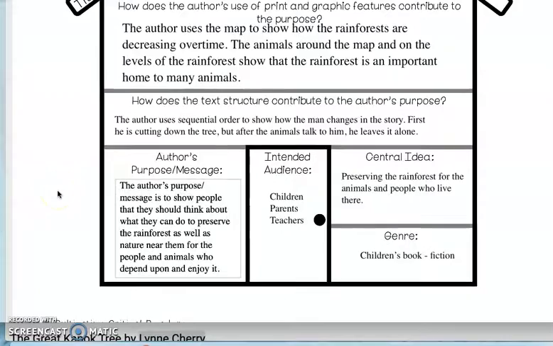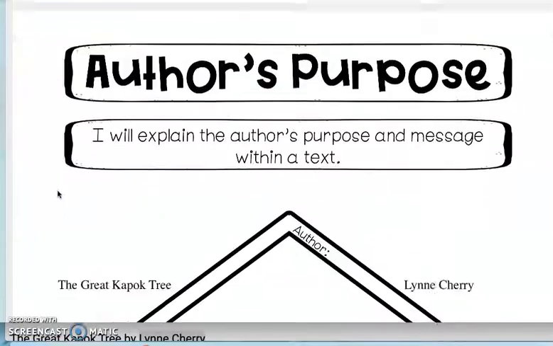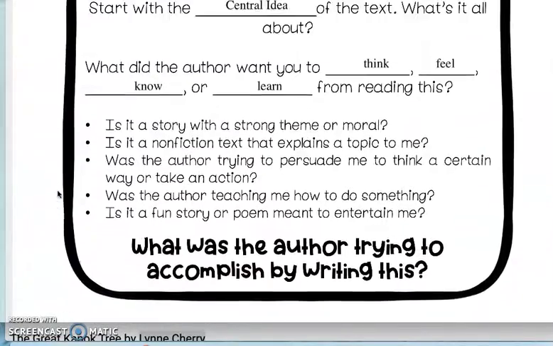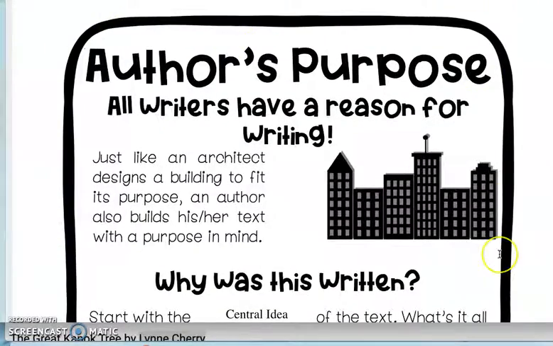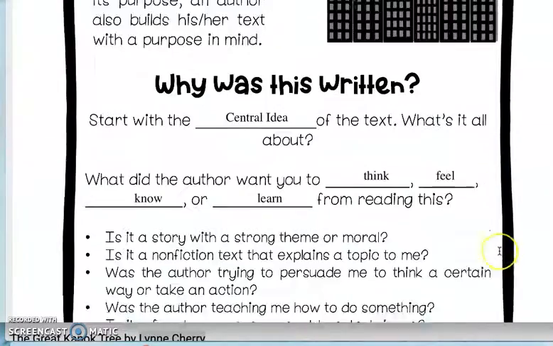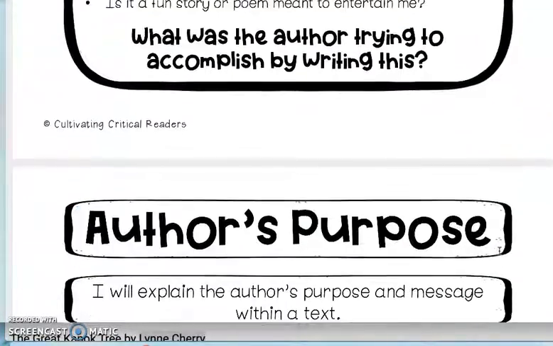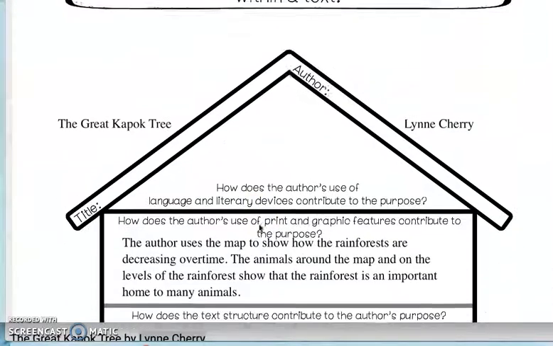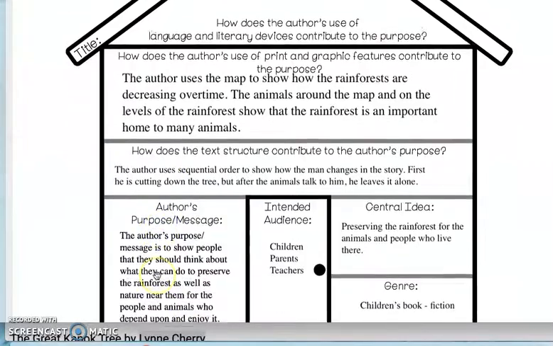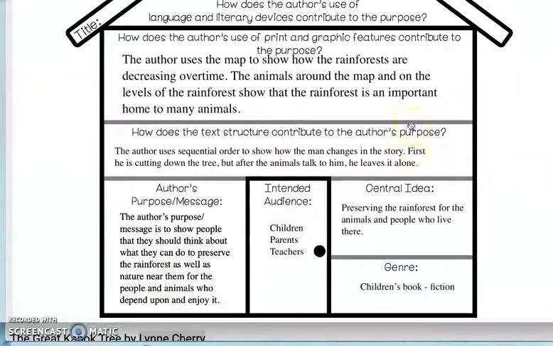So what I need you to do now is make sure you have cut out all of our notes for today. You're going to cut around this first note sheet, cut around that dark black line, and glue that in your composition book. That'll take up one page. And then on another page, cut out this part where it says author's purpose, cut out this part where it says I will explain the author's purpose and message within a text, and cut out the house and glue that into your composition book.